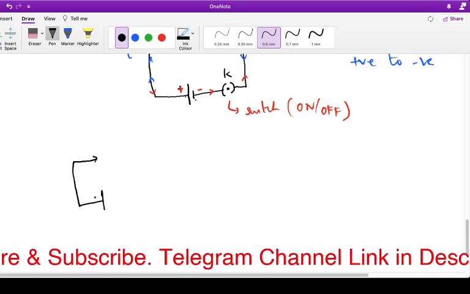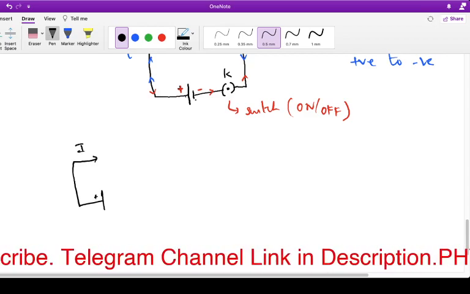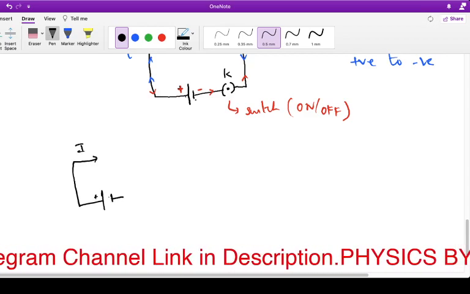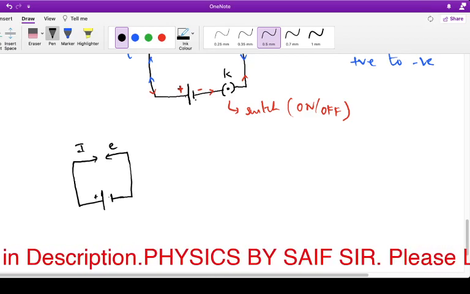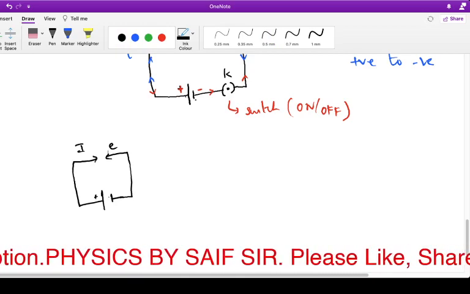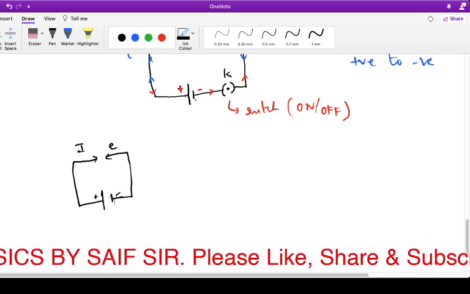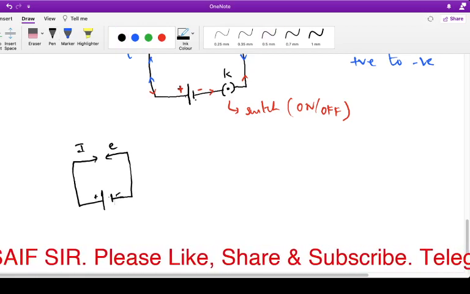If this one is positive here, this is for I, and for negative, this is for electron flow. So the flow of electrons is from negative to positive, and the flow of current is from positive to negative.